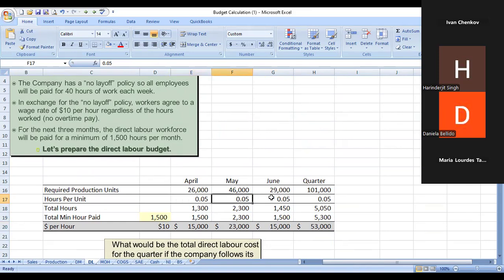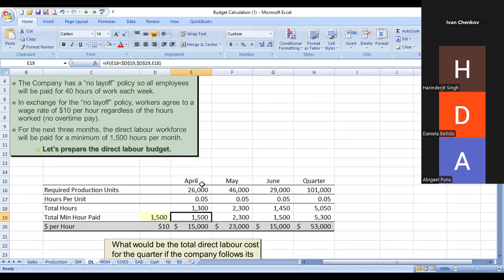So we're going to estimate how many hours they need to complete the production. For the month of April, they're going to need 1,300 hours. For the month of May, they're going to need 2,300 hours. And for the month of June, they're going to need 1,450 hours.